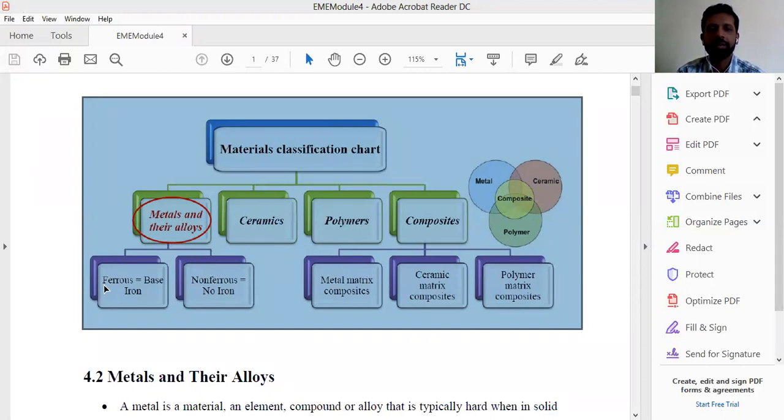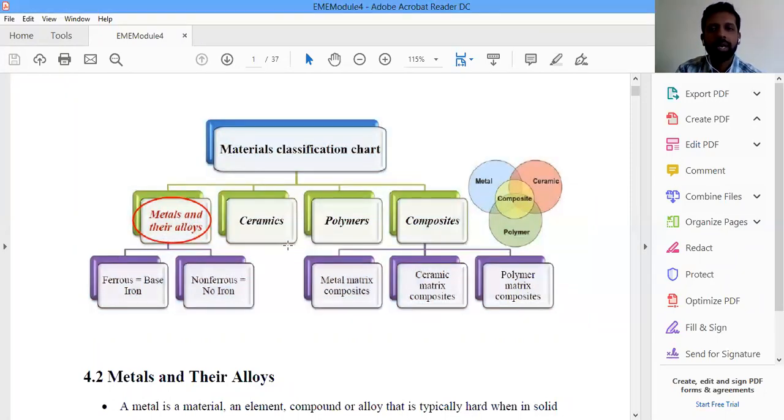So now these metals can be further classified, as we already know, as ferrous metals, that is, mainly consisting of iron. And the other materials which do not consist of iron as a major portion are the non-ferrous metals, right? So here is the sub-classification for metals in simple two steps. We'll come to the other classifications of metals and ceramics and composites at a later stage. So now let us focus only on the ferrous metals and non-ferrous metals and their alloys.